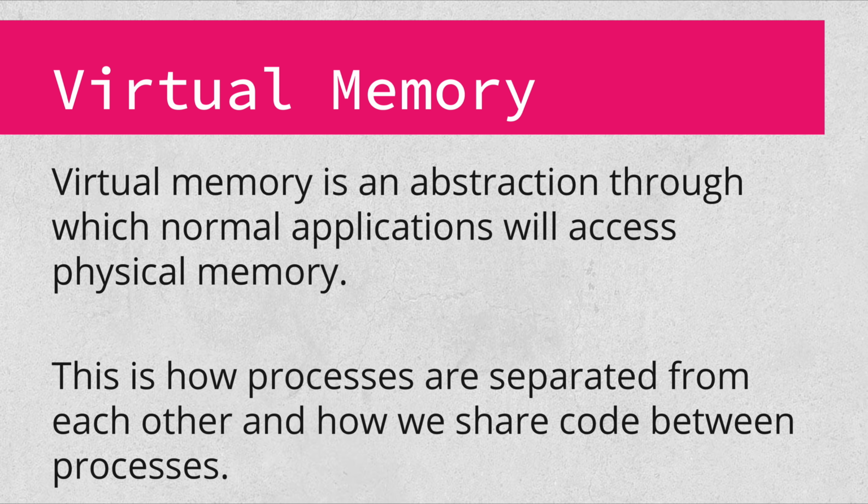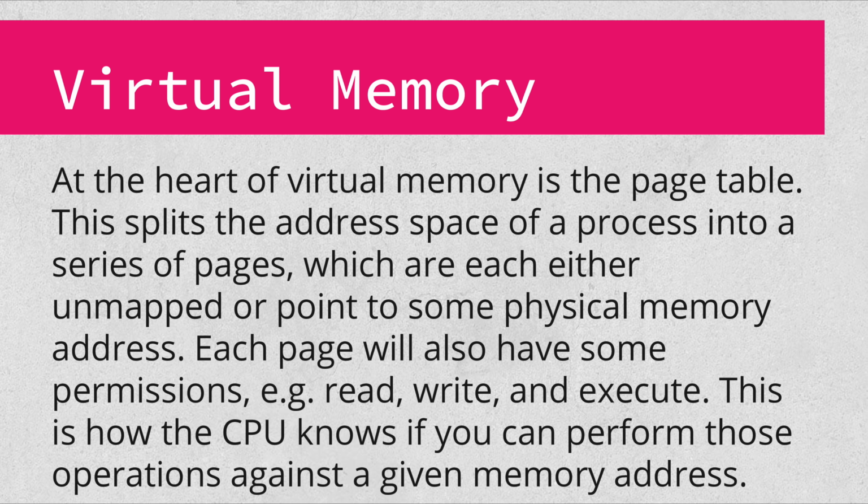Virtual memory is what we use to access physical memory in a safe way, separating processes from each other and also allowing us to share code or data between processes quickly and easily. The heart of virtual memory is the page table, which splits the address space of a process into individual pages, usually 4 kilobytes each on a 32-bit system and 4 kilobytes or 2 megabytes on a 64-bit system.